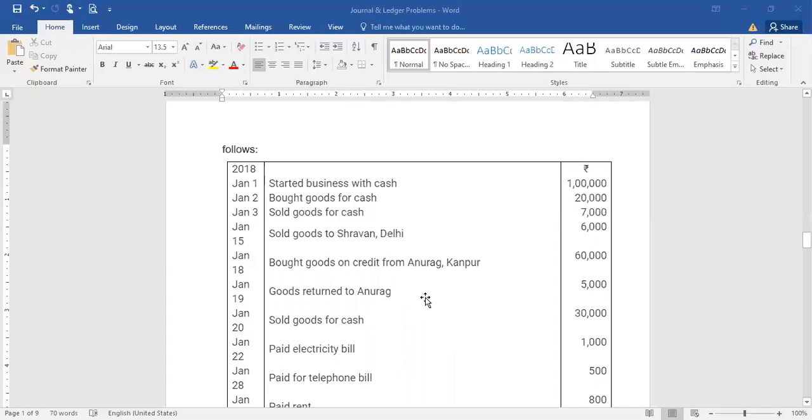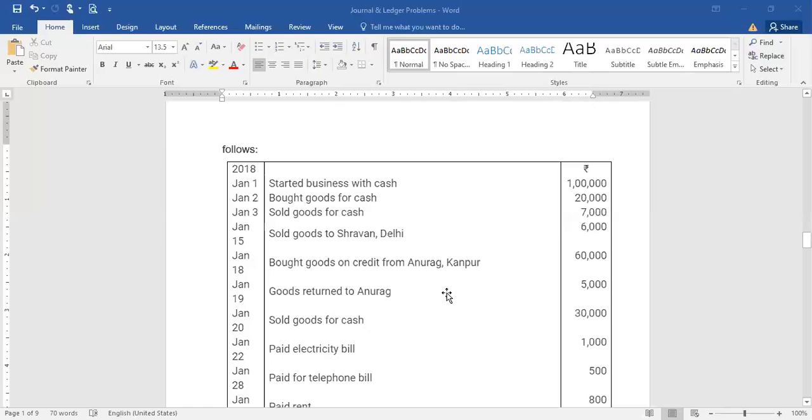Then sold goods to Shravan, Delhi. So here cash is not mentioned, therefore it is a credit transaction. So sold goods says who is the receiving? Shravan. So debit the receiver, credit the giver. So he is receiving, his account has to be debited and sales account has to be credited.